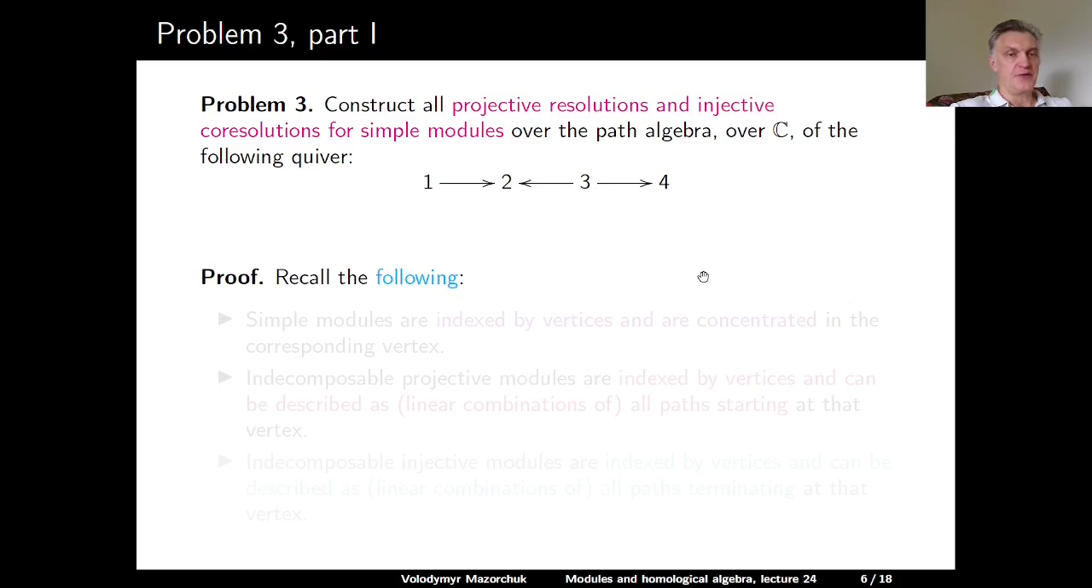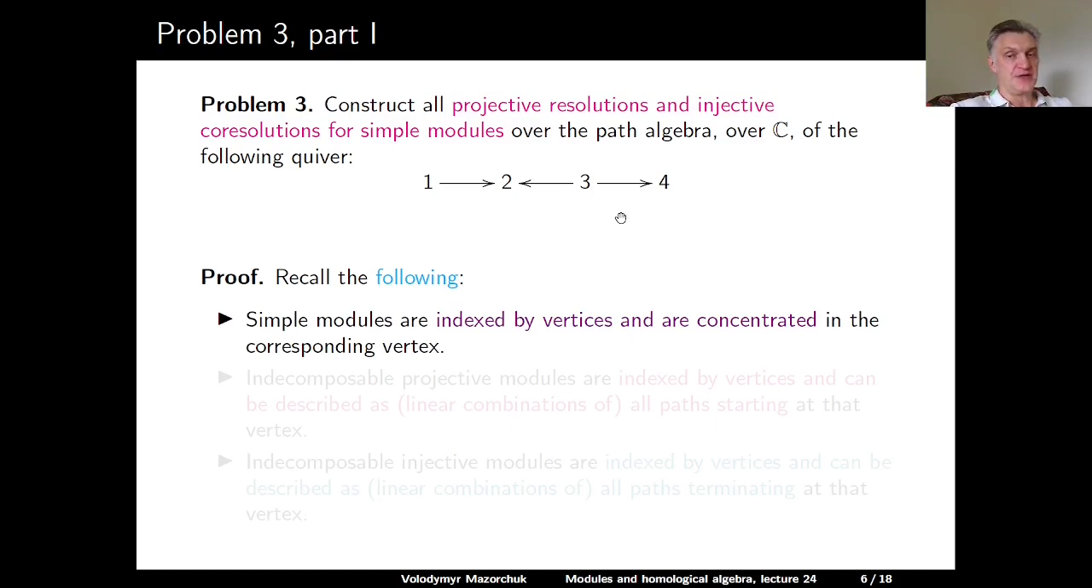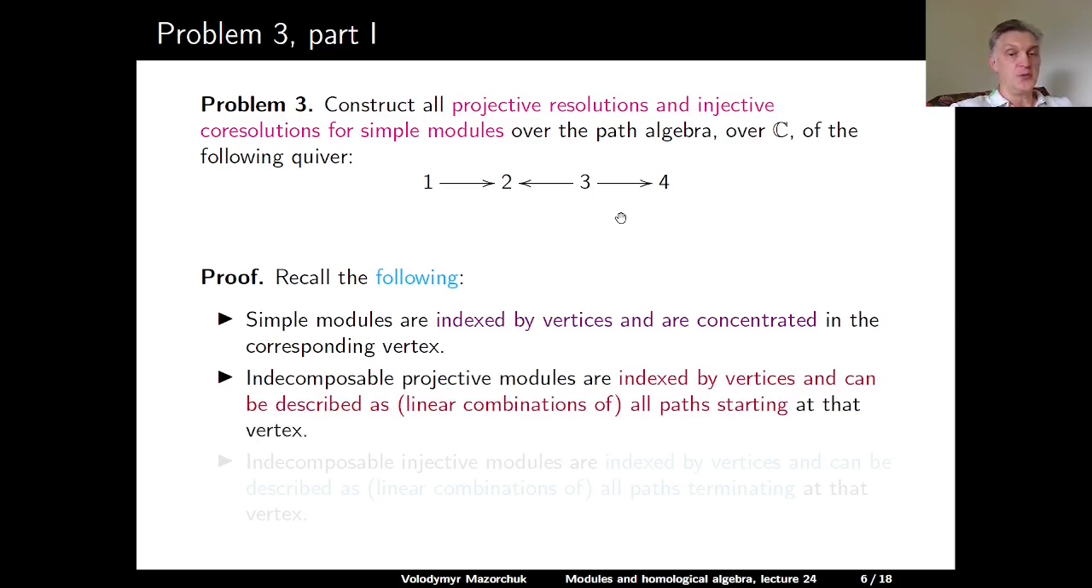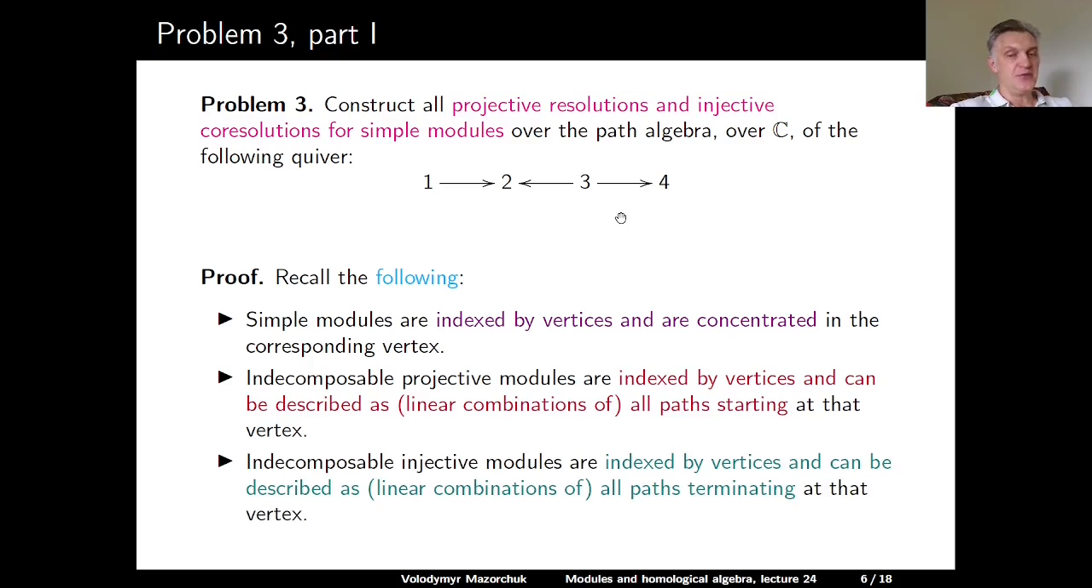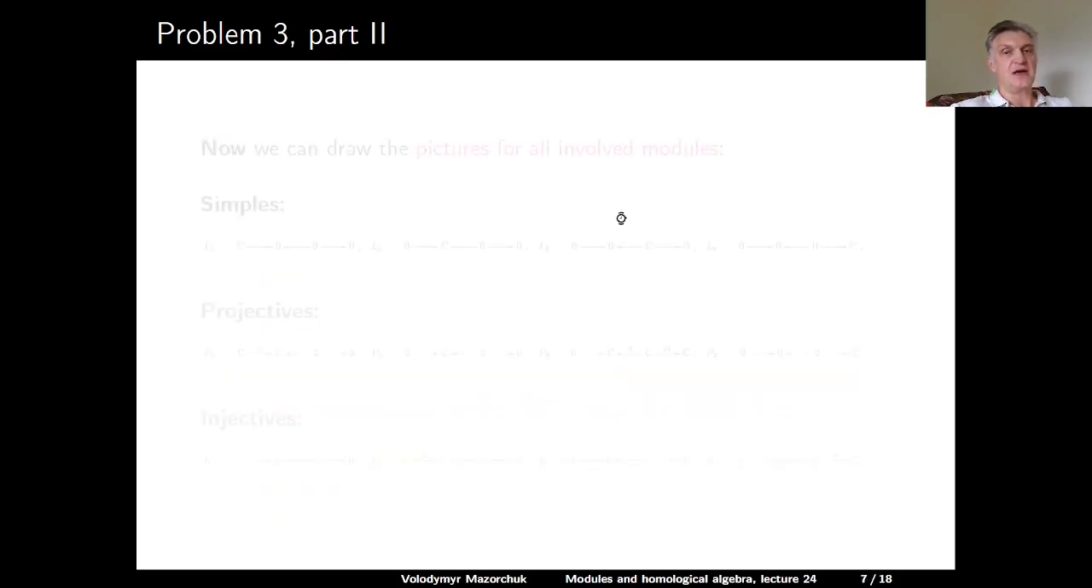Solution. Recall the following. Simple modules over such a quiver are indexed by vertices and are concentrated in the corresponding vertex. Indecomposable projective modules are indexed by vertices and can be described as linear combinations of all paths which start at that vertex. And indecomposable injective modules are indexed by vertices and can be described as linear combinations of all paths terminating at that vertex. So here are the pictures of all the involved modules.